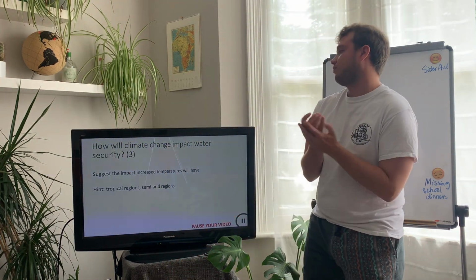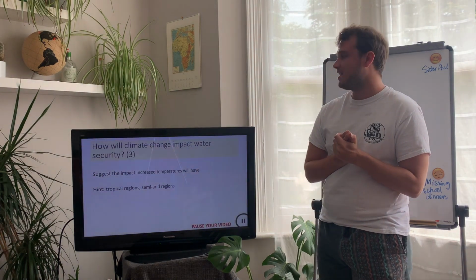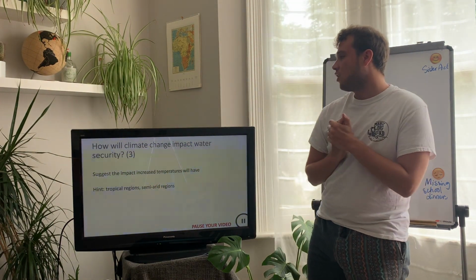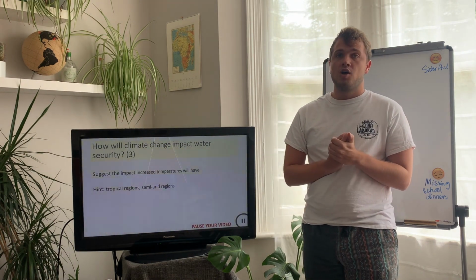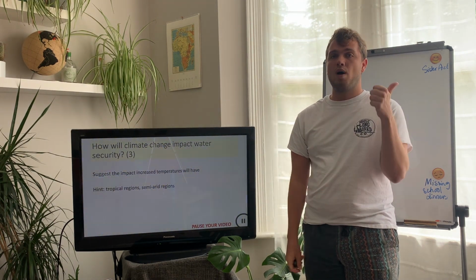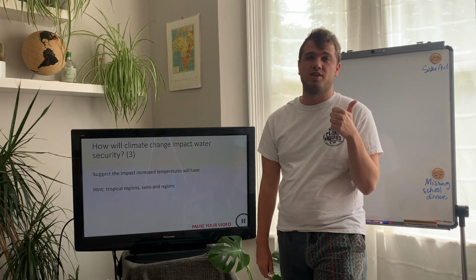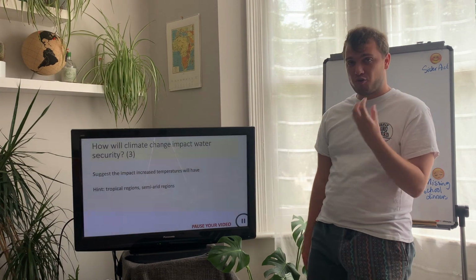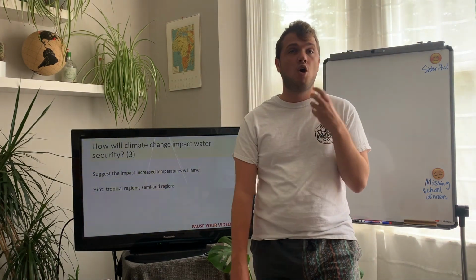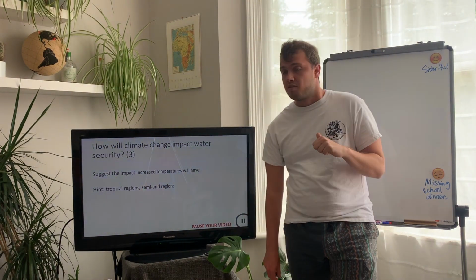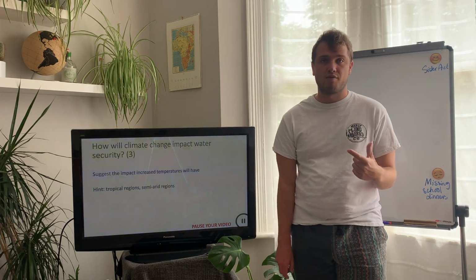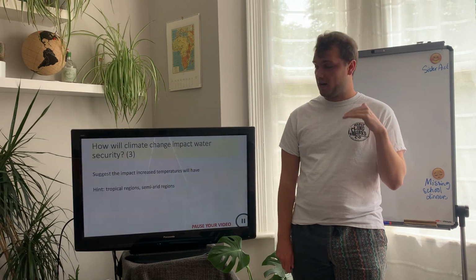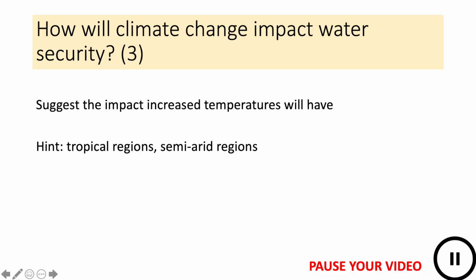And then the last question I want you to have a think about is how will climate change impact water security? So I want you to have a go. So this is a 3-mark question. So what I would expect for this one is 1 point explained twice. So what you need to think about is the impact increasing temperatures are going to have on water security. So think about our tropical regions, our semi-arid regions. Think about how they will be impacted by rising temperatures. And again, I will go through this in a moment with you.